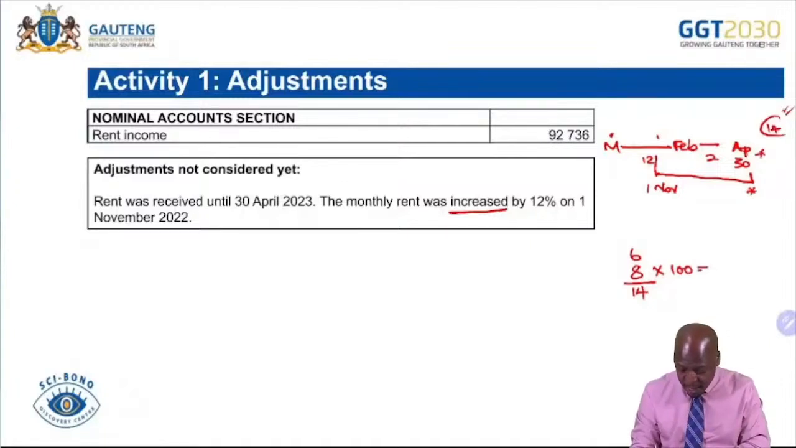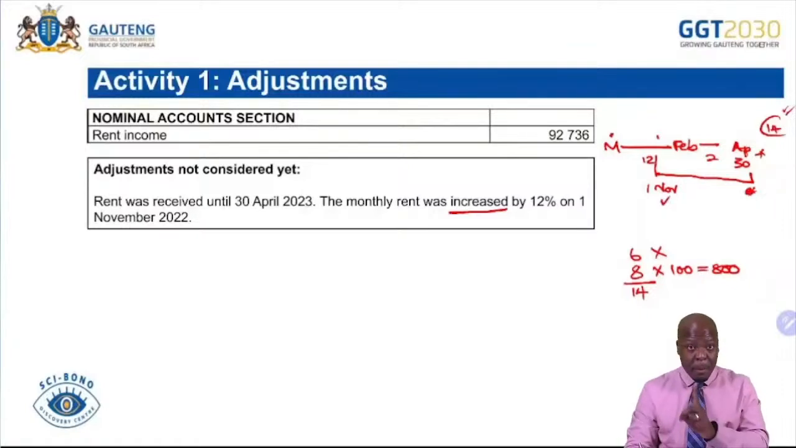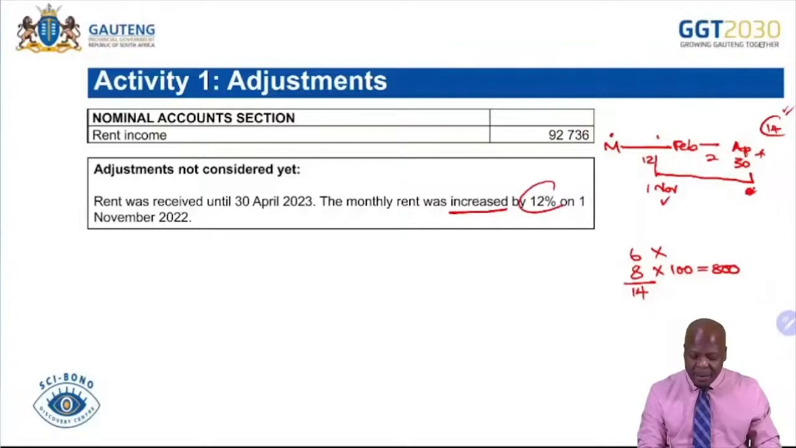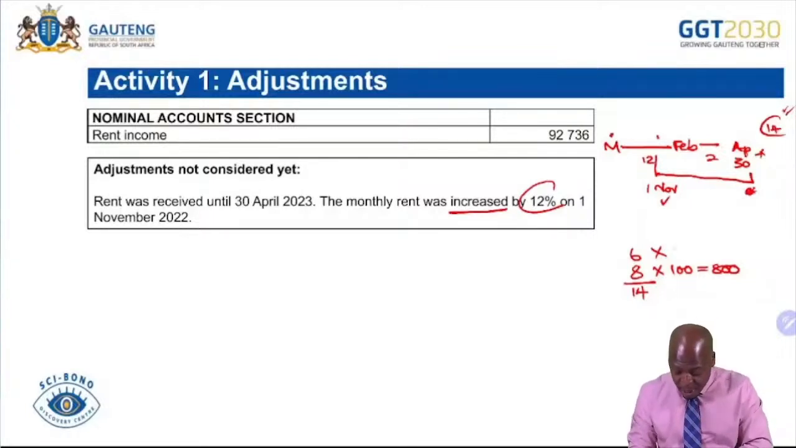That would simply mean it would give us 800 over here. Are you still following me? Thank you. And then for the other 6 months, which 6 months now? Remember, from the 1st of November until the 30th of April. For those 6 months, it has increased by 12%. So before increase, it was 100. After increase, it has increased by 12, making it 112. So for the 6 months, it is 112.